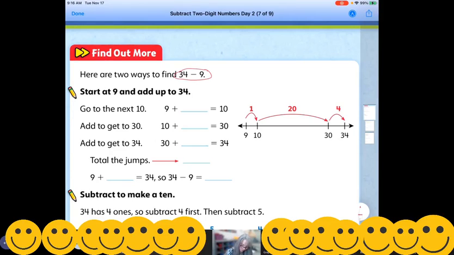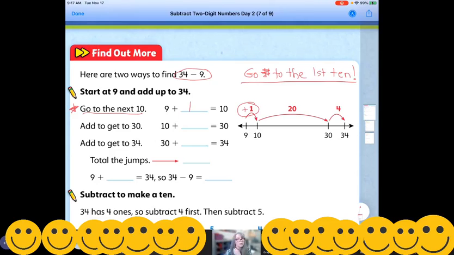So this method is go to the first 10. Okay, so we're going to add up to the first 10. That's what this method is showing us. So again, just like I showed you on that number line, our first step is going to take us to the next 10. So 9 plus how many was 10? That was 1. So on your book, we're going to write the 1 right there.